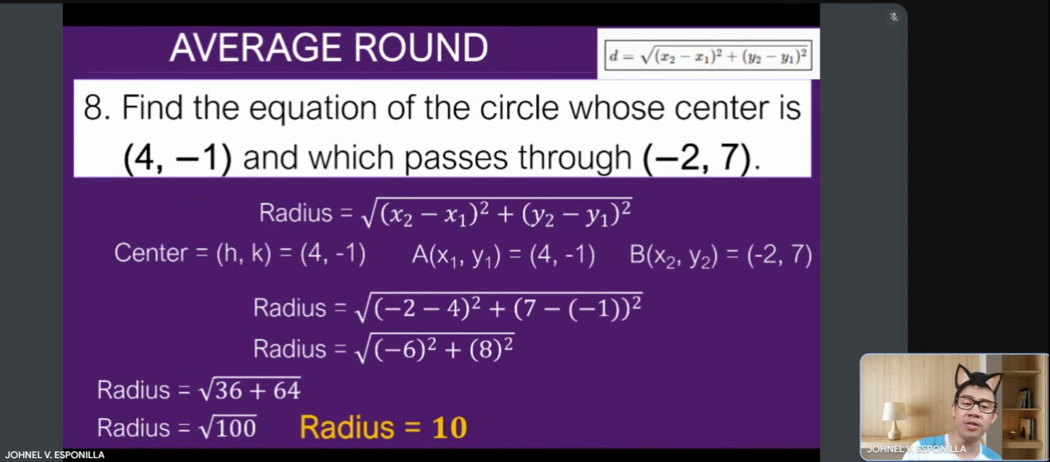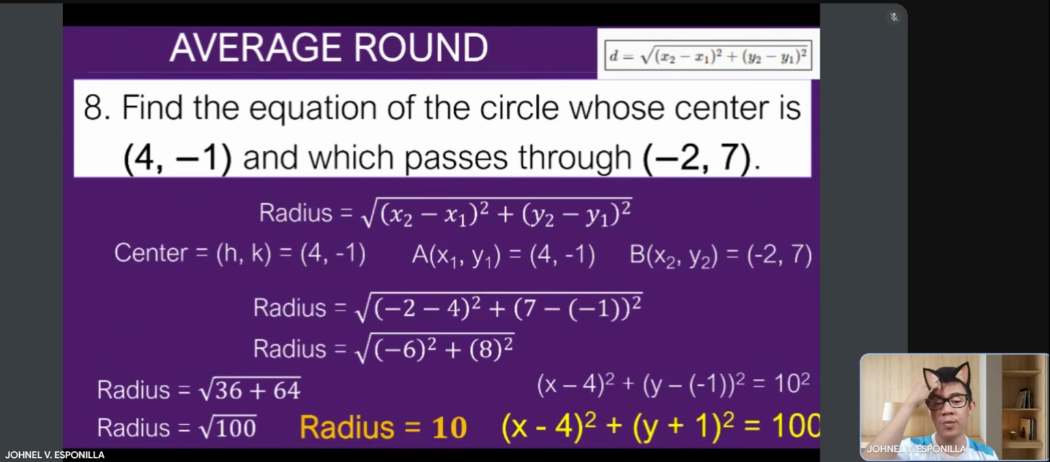Nakuha na natin yung radius, meron na tayong center, apply po natin yung formula ng standard. And that is the square of x minus h plus the square of y minus k is equal to r squared. So double negative again becomes positive, and 10 squared is equal to 100. This is now the equation of the circle. So tama po ba kayo?